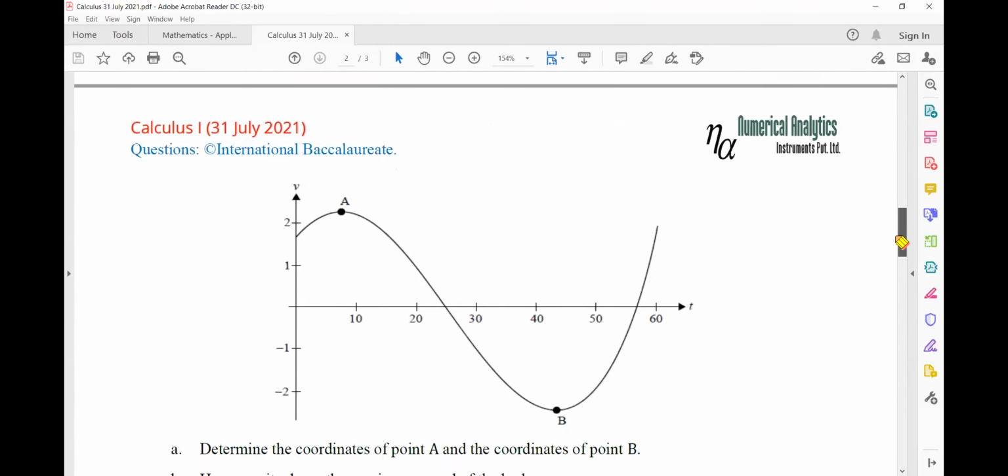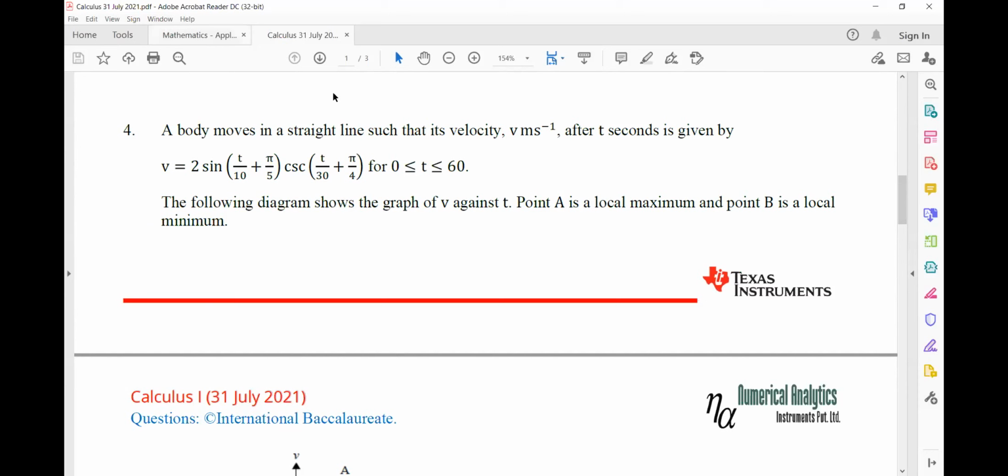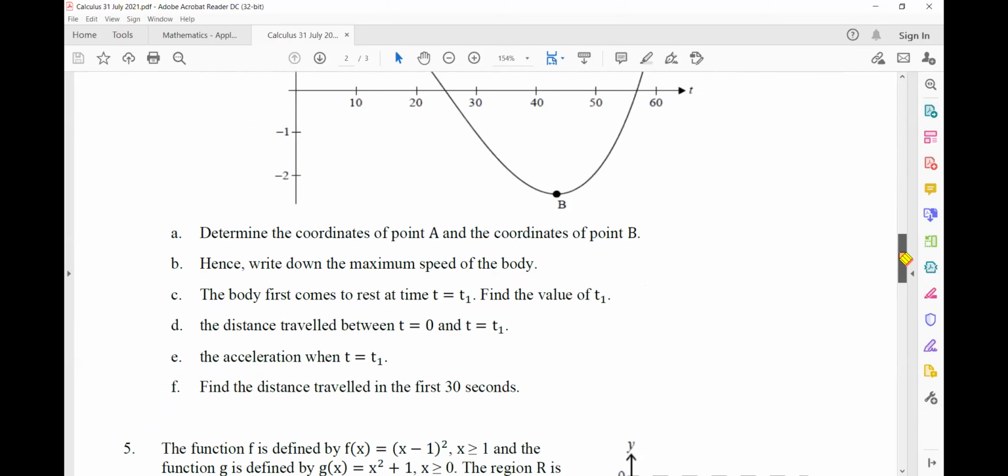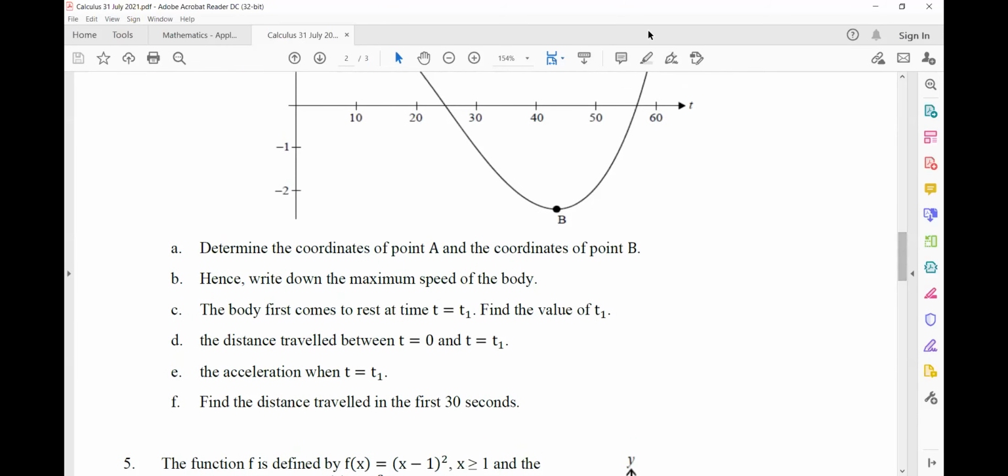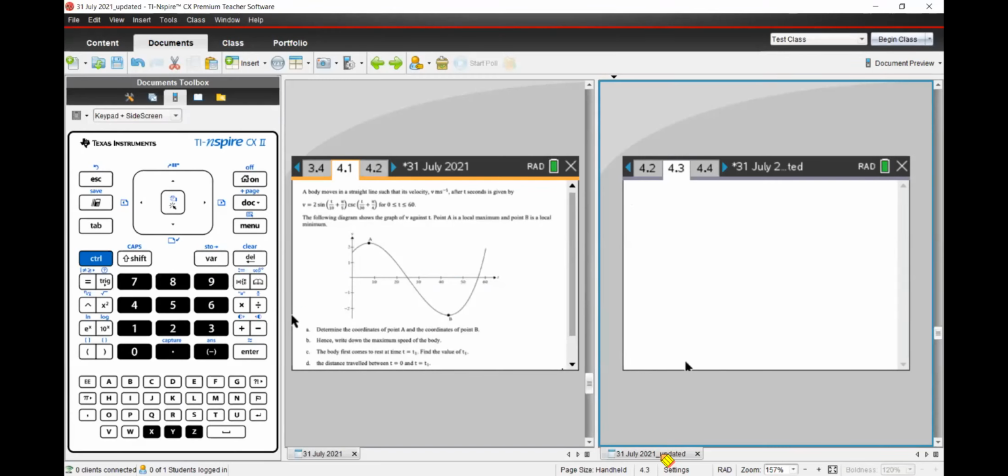So I would like to solve question number 4, where we are given a velocity equation and we have to find certain points given in the question. Before I do that, I just wanted to show one of the features, like Jalaj also highlighted that he doesn't know about. Here in my emulator, this is the teacher software.